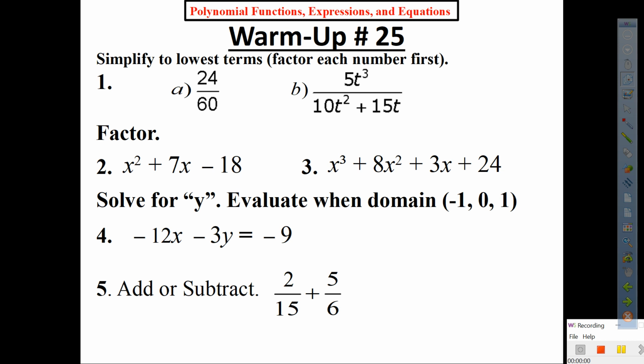Numbers 2 and 3 is factor. For number 2, x squared plus 7x minus 18. And number 3, x cubed plus 8x squared plus 3x plus 24. Number 4 says solve for y, evaluate when the domain is -1, 0, and 1. The equation given is -12x minus 3y equals -9. And number 5, it says add or subtract 12 15ths plus 5 6ths.